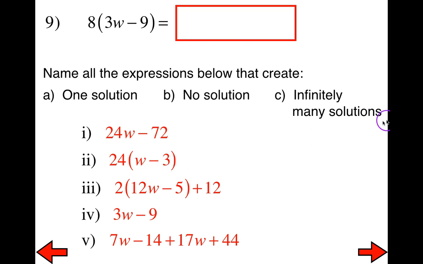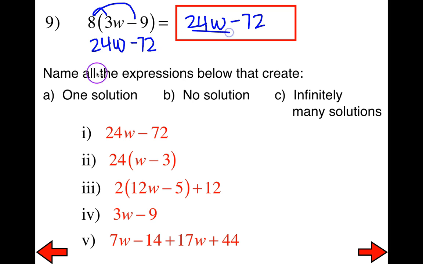Okay, so we're back. So for the first one, if we have 24w minus 72, which one would it be? Well, real quick, let's figure what this is. It's going to be 24w minus 72. Well, the coefficients are the same. So guess what? These are equivalent expressions, so I'm going to say number 1. I would be C, infinitely many solutions.